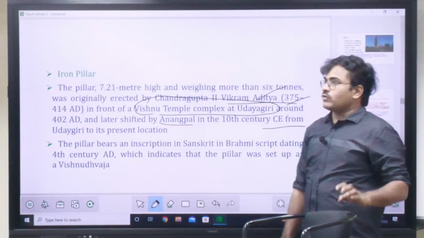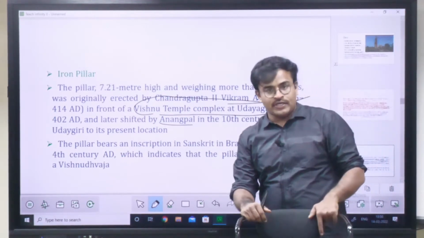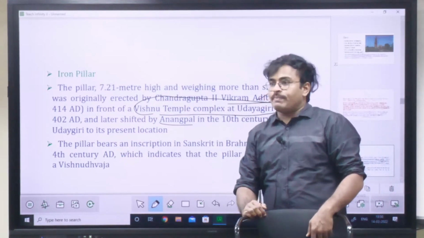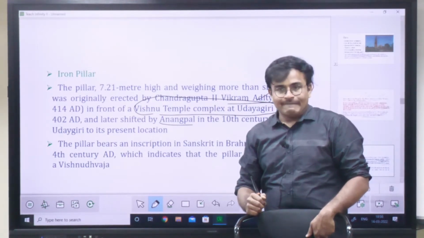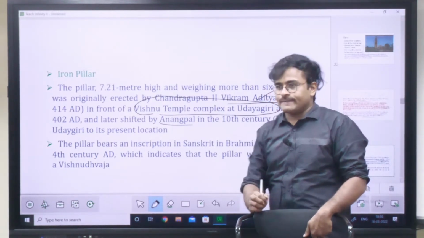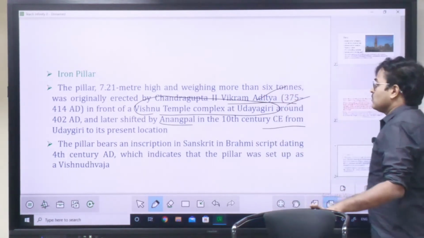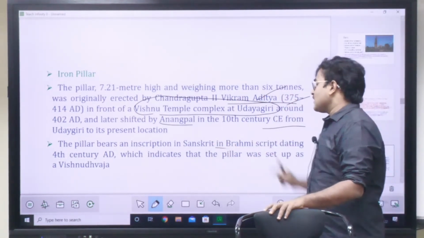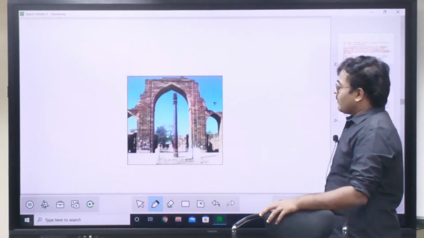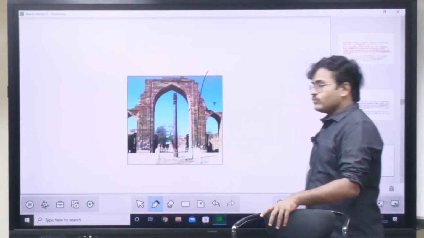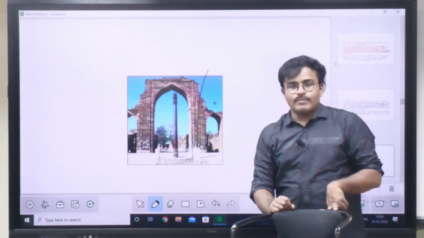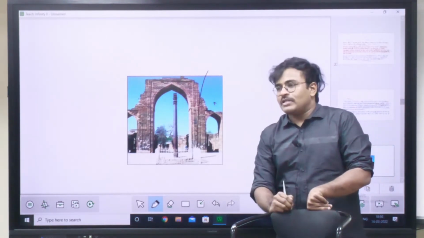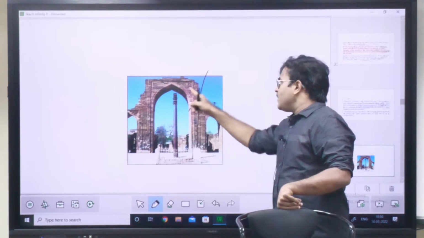Firoz Shah Tughlaq was also very much interested in ancient Indian history. He is the one who shifted 2 Ashokan pillars to Delhi. I'll talk about it later too. So these kinds of things can be asked as questions. Anangapal. And the pillar has a Sanskrit inscription, not very important. This is the Meherauli iron pillar. It has not rusted even today. It reflects Gupta age metallurgy, its prominence being that it is made with very minimal impurities.